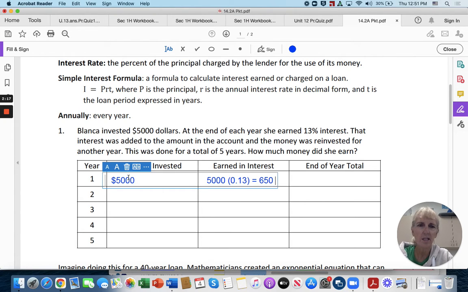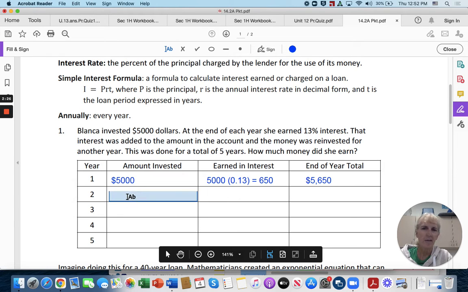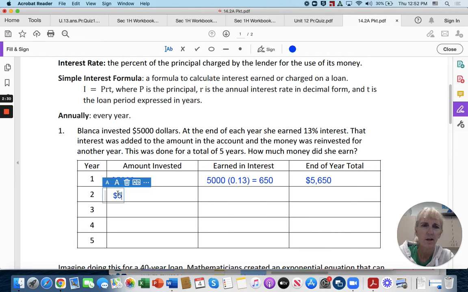So at the end of the year, she has the $5,000 and $5,650. So that's after year one. Year two comes around and she says, now I have $5,650 and I'm going to earn another 13% on that. So 5,650 times 0.13 equals $734.50.